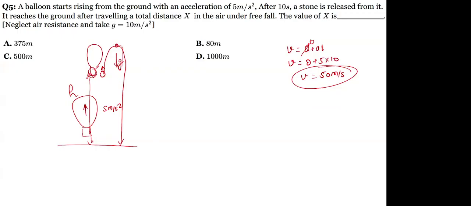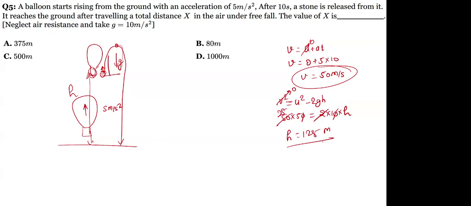So we will find the distance traveled by this ball when the velocity becomes 0. v square is equal to u square minus 2gh. Now here v will become 0, and u is 50 meter per second for the ball. So 50 into 50 equals 2 into 10 into h. Now this and this will cancel out, and 25. So the height here will be 125 meter, when this ball travels.